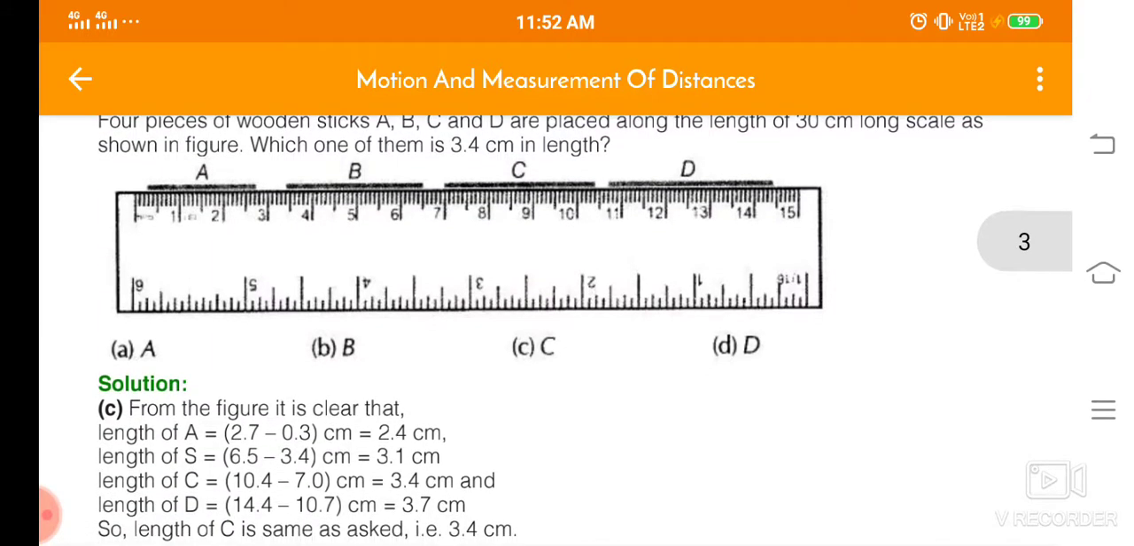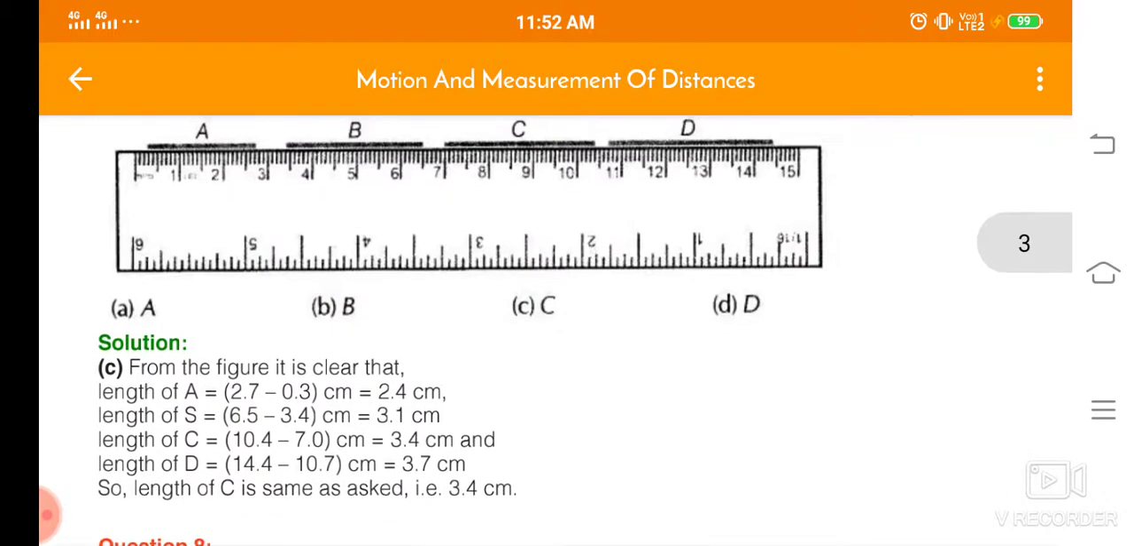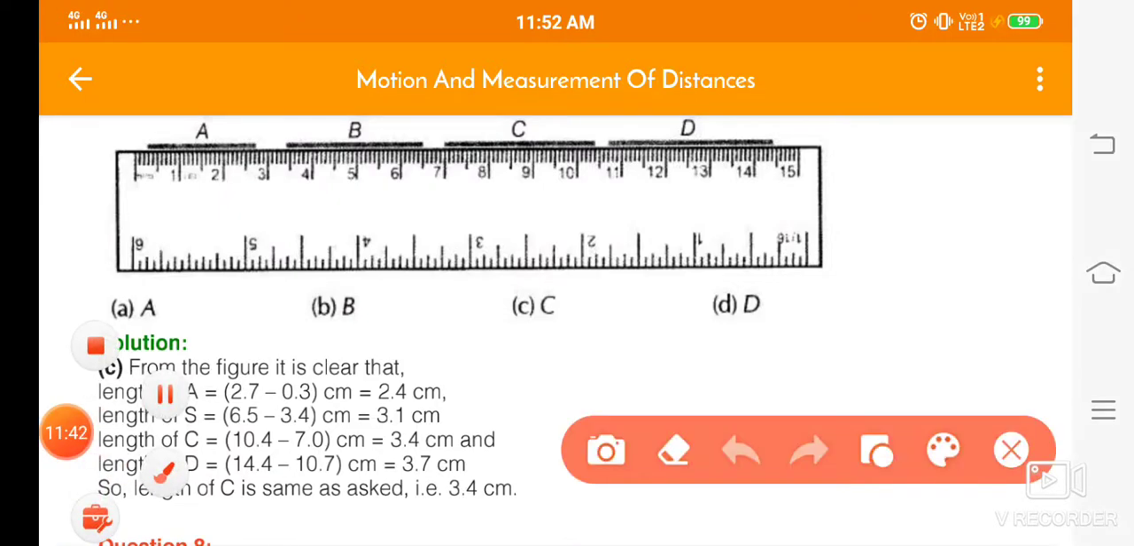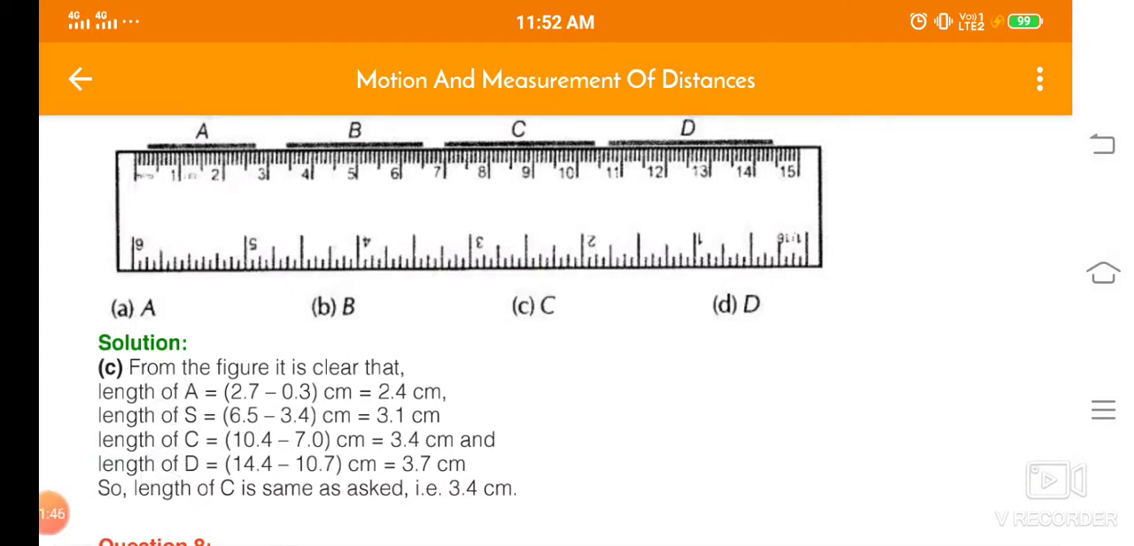Or which question is which one of them is 3.4 centimeter in the length? So answer is C, because C is the right answer, because length of C is 10.4 minus 7.0 centimeter equals 3.4 centimeter.